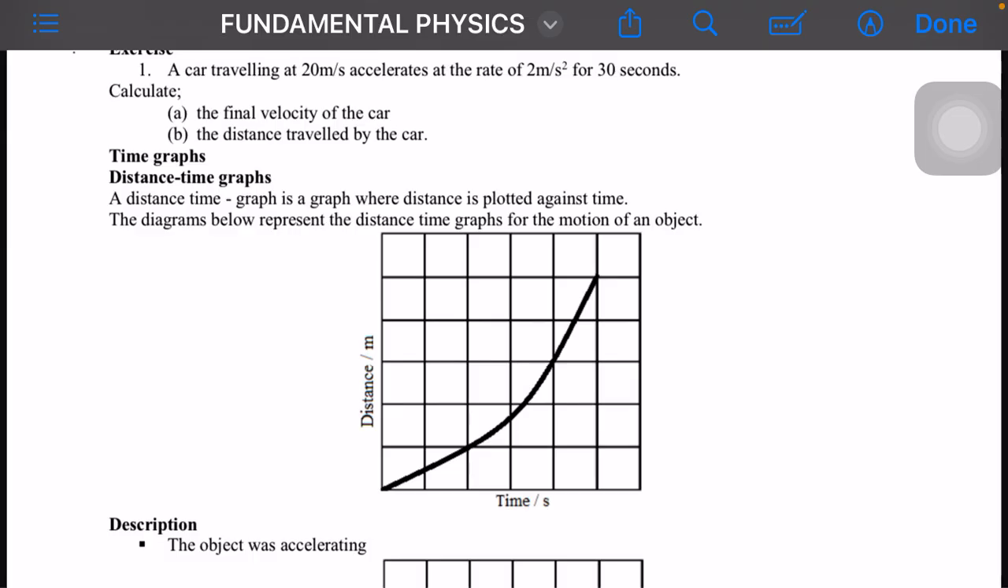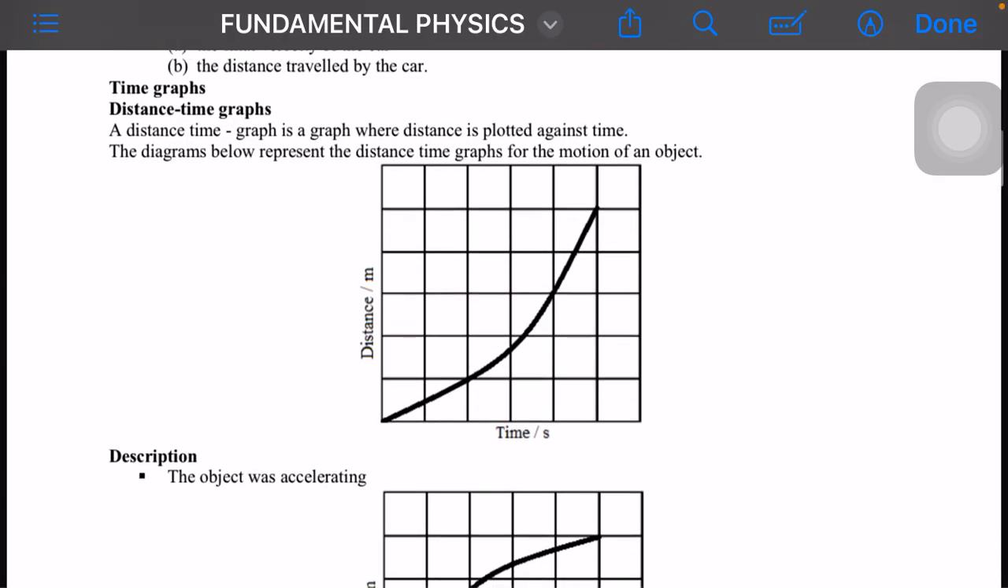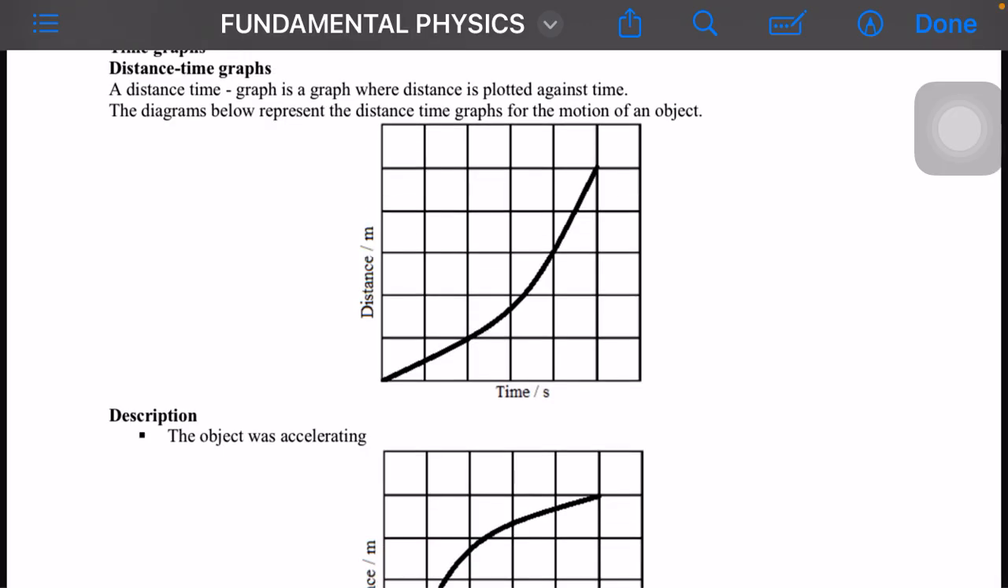And in today's video we're going to look at graphs of distance, acceleration and velocity. Okay, so we start with the first one. The first graph is the distance time graph. A distance time graph is simply a graph where distance is plotted against time.